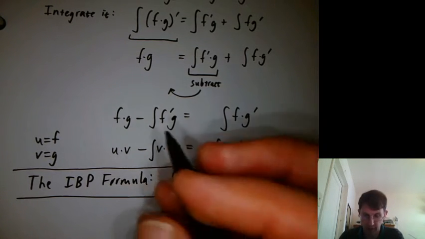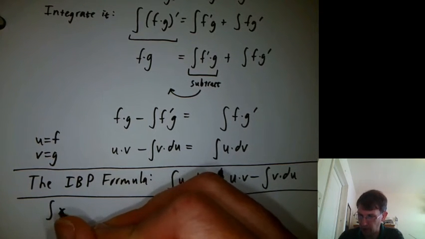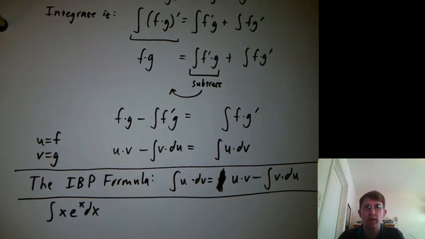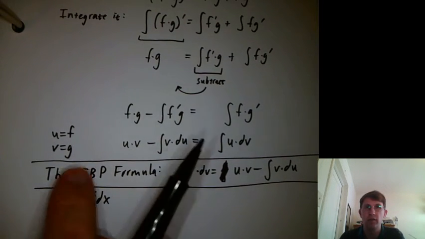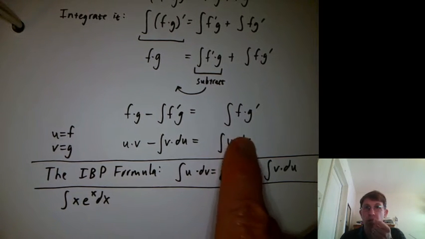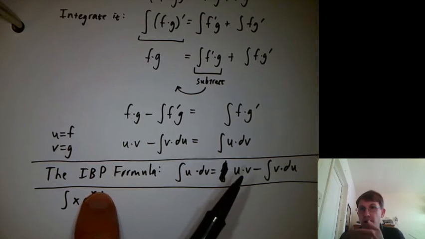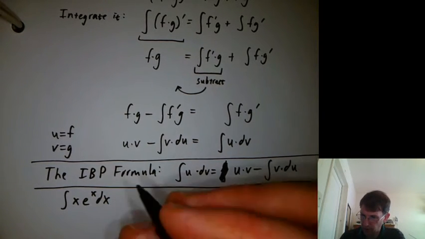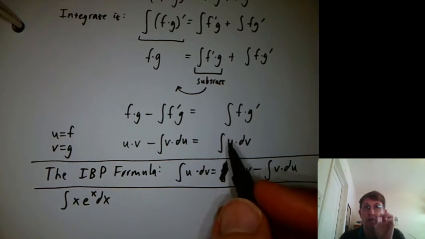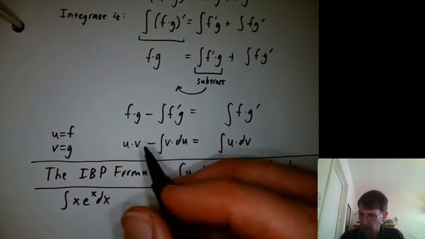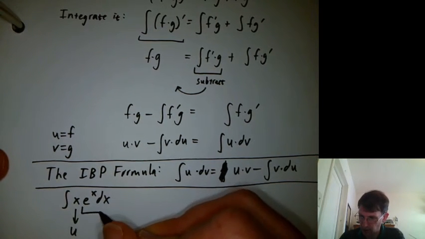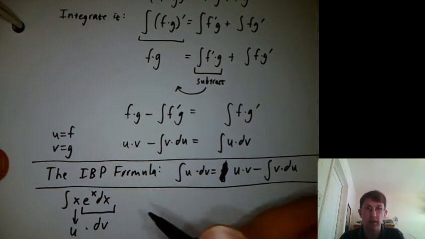So let's try applying this to the problem we had before, the integral of x e to the x dx. What do you choose for u, and what do you choose for dv? That's what we have to do. We have to segment whatever integral we have into a u and a dv. The guidance for how to segment the integrand into u and dv, we'll get to in a sec. For now, let me just say that u is going to be x, and this whole thing is going to be dv.